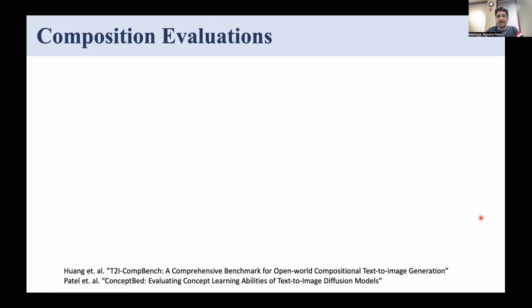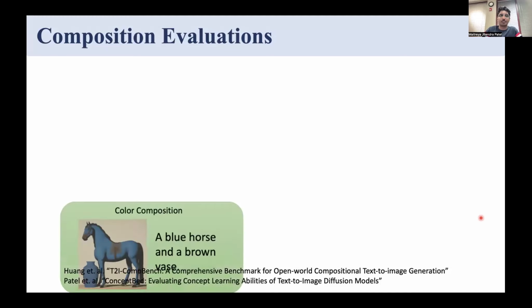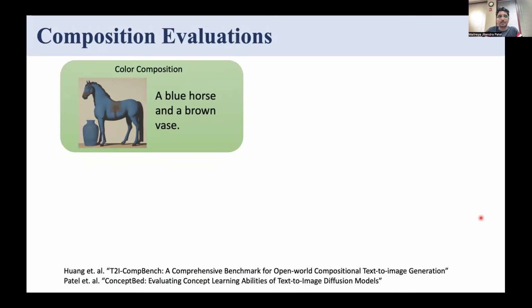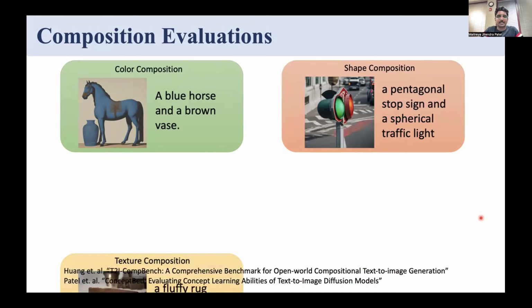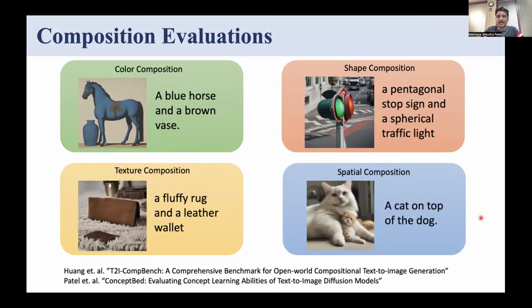But before we talk about that, let's look at what kind of evaluations are important for these models. Not only does photorealism matter, but how well these models follow the text is also quite important. There are many benchmarks that focus on different compositions, such as color composition, like a blue horse and a brown vase, where we can see that the model is not understanding the brown vase at all.